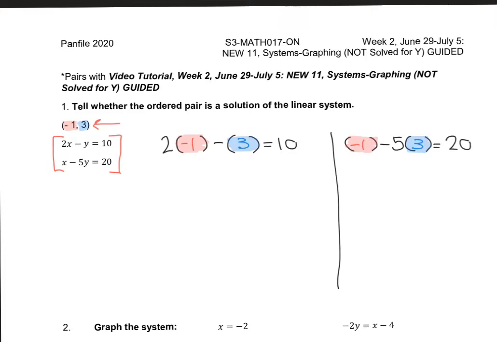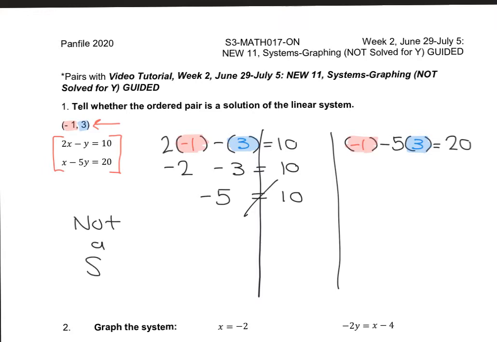So in this first equation, I have 2 times -1 minus 3 equals 10. I'm going to draw my river, and that gives me -2 minus 3 equals 10. So working on the left side, I have -2 minus 3. That gets me -5. -5 does not equal 10. So I know this ordered pair is not a solution. I don't even actually have to go to the second equation because I'm done. I know it's not a solution.